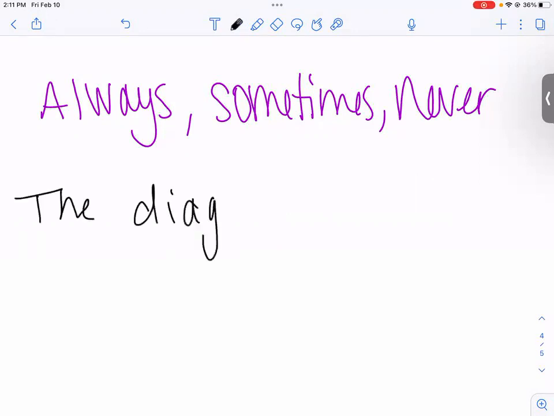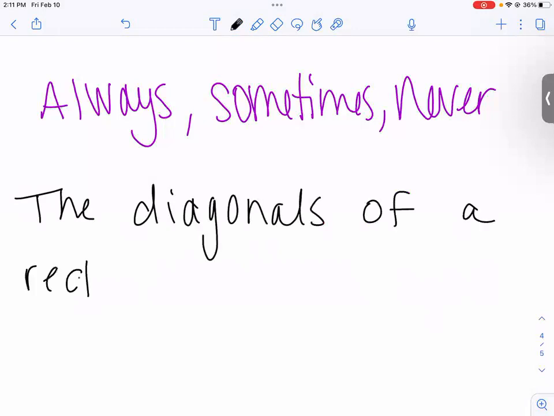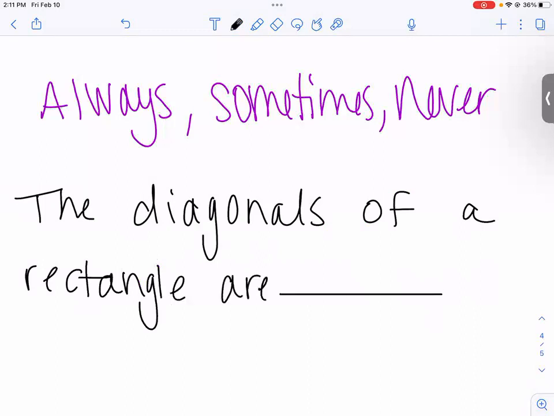The diagonals of a rectangle are perpendicular.